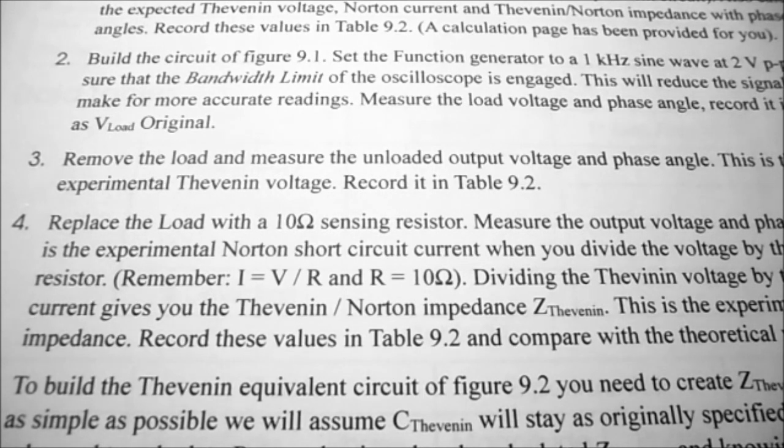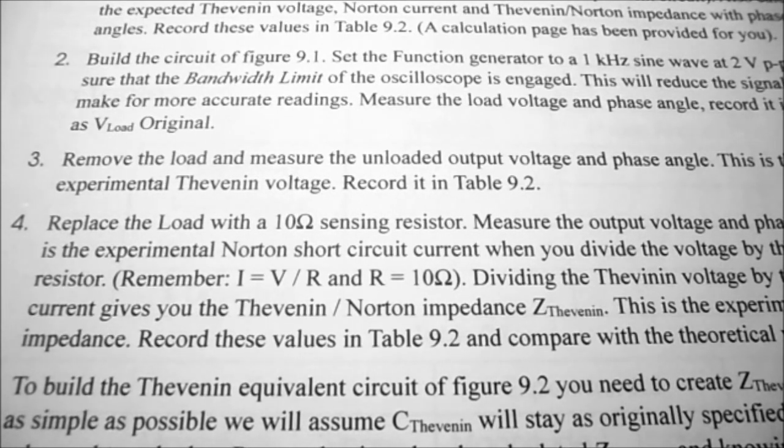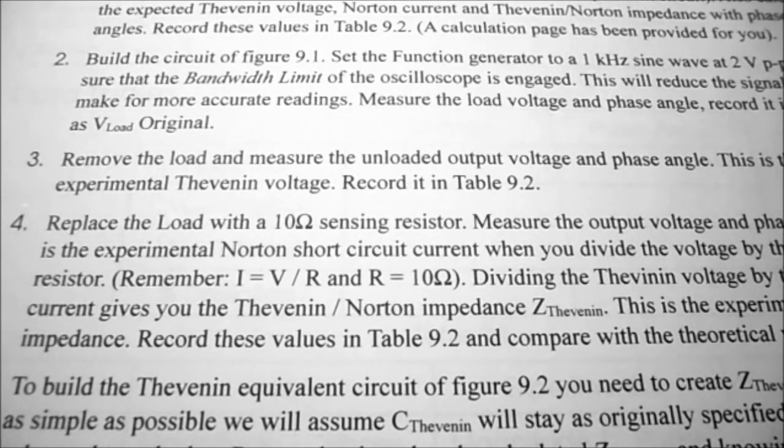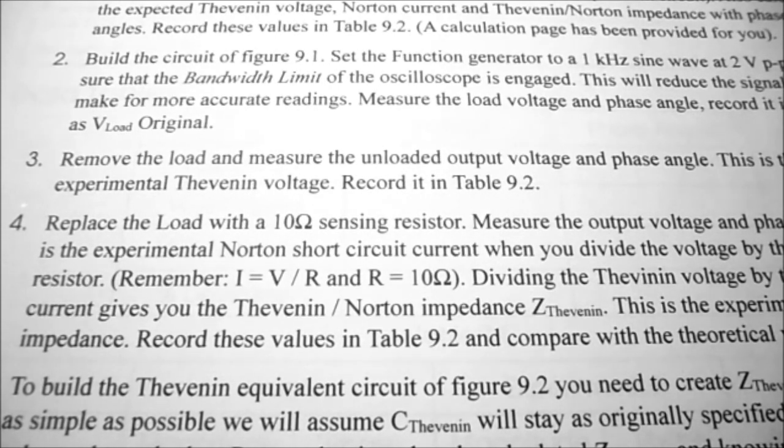Under procedure, step number 3, we're to remove the load. That's the 1K ohm load resistor. We're to measure the unloaded output voltage and phase angle. This is the experimental Thevenin voltage. We're to record it in table 9.2.